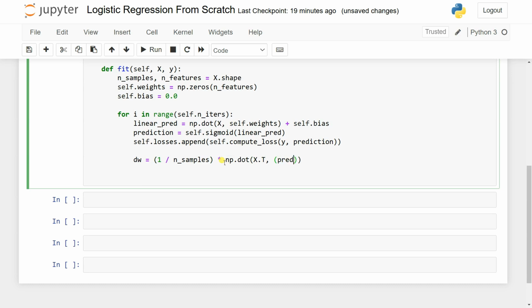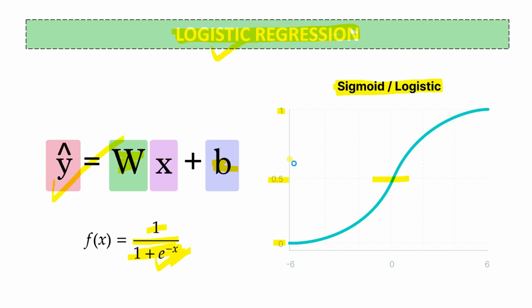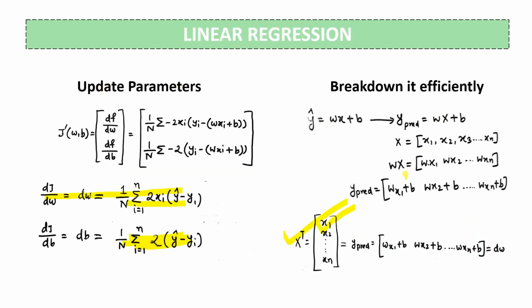So we can give it here predictions minus y. So it should be predictions minus y. If I go to the slide again, you can see we have those formulas in the linear regression slide. Here you can see we need to do x transpose, and that's our y prediction, that's called wx plus b, just like this. It's nothing but our dw.